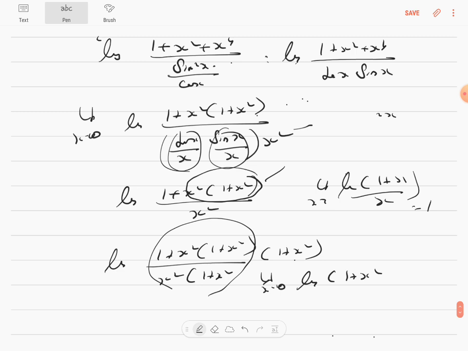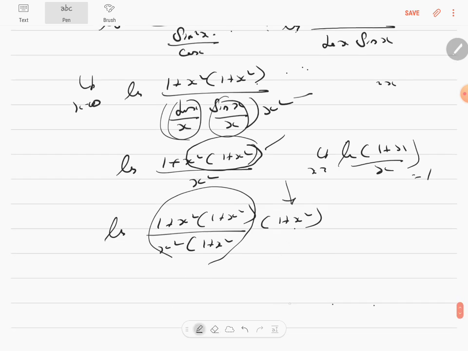Log of 1 plus x, yeah, this is 1, but what about this 1 plus x square? Oh, that's a separate 1 plus x square. It's not a part of the log, okay? So then this log of this itself is 1. And so you only have a 1 plus x square in which you have to substitute x as 0. So the answer will just be 1. And so option B is the right answer.